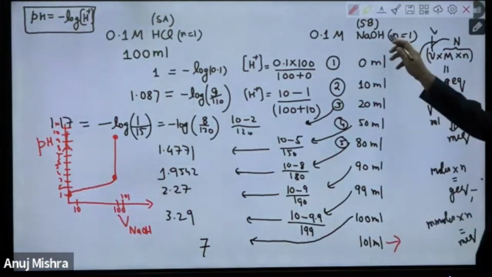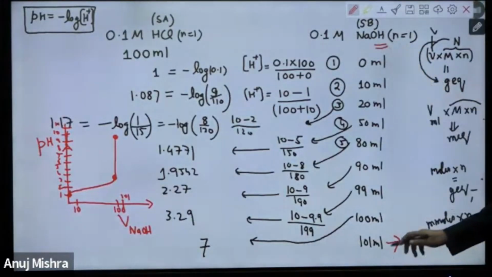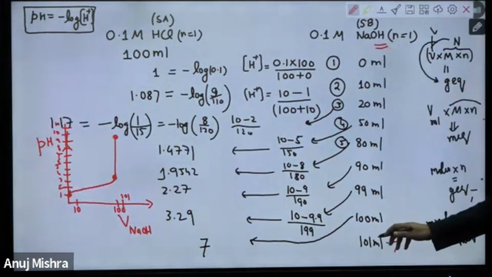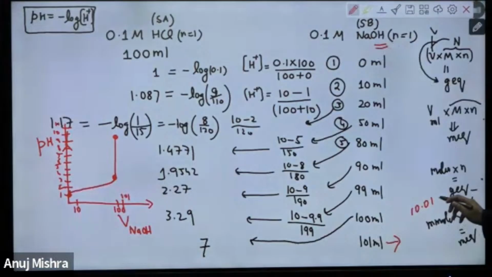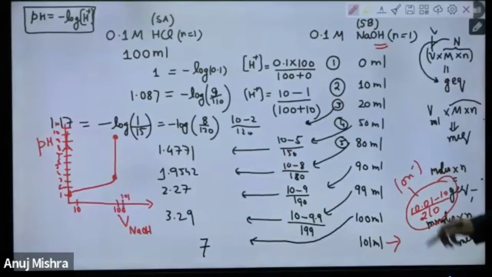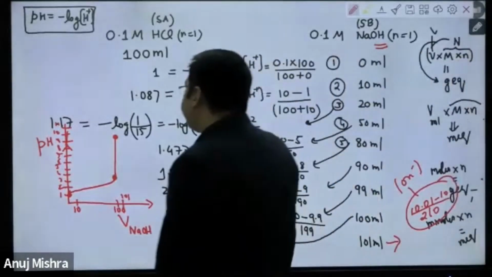So OH minus will dominate now, because if you mix 101 ml, how much will OH be? 10.01 minus 10 divided by 210, some such number will be formed. Take its log once and tell me. This will be the OH minus concentration. What will its pH come to? Anyone?